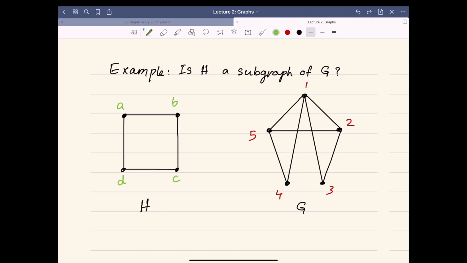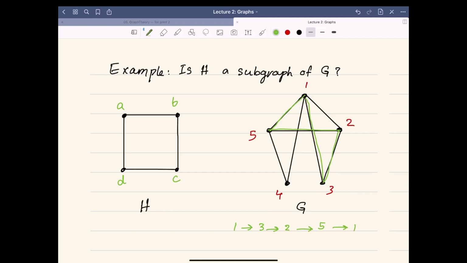If you go from 1 to 3, and then from 3 to 2, and then 2 to 5, and then you go to 1. So this is a cycle. So maybe I should write 1, you go to 3, you go to 2, you go to 5, and then you return back to 1. So this is a cycle.